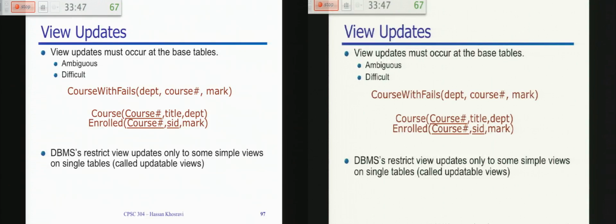But why wouldn't it make sense for me to add a value into my view and for that to be transferred into the two different tables that I have? Why would that be a problem?